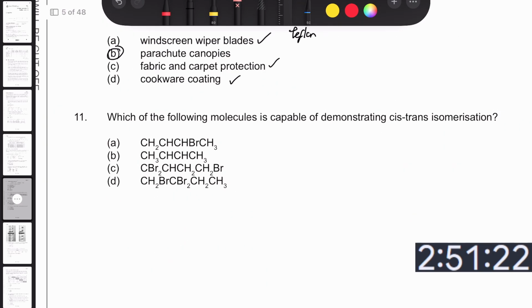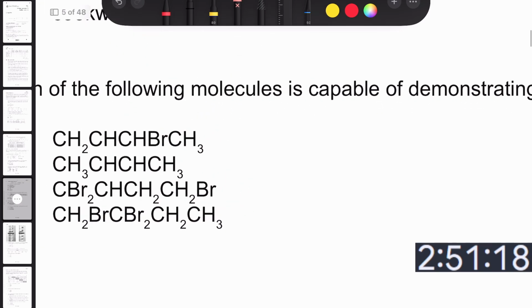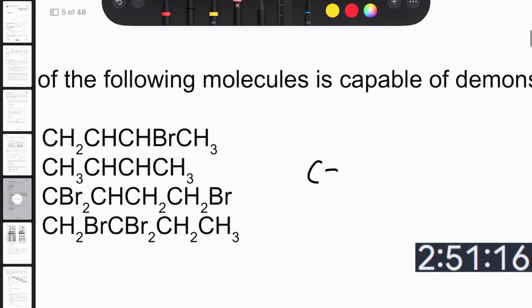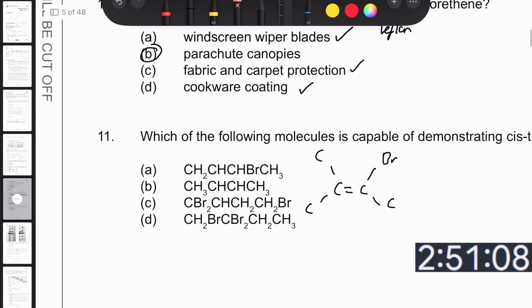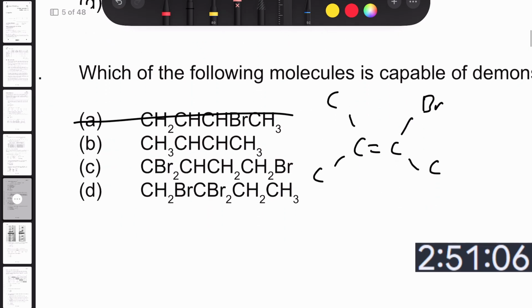Which of the following molecules is capable of demonstrating isomerism? I guess the easiest way is to just draw these out. So this is Br, C, C, C. So it's not A.